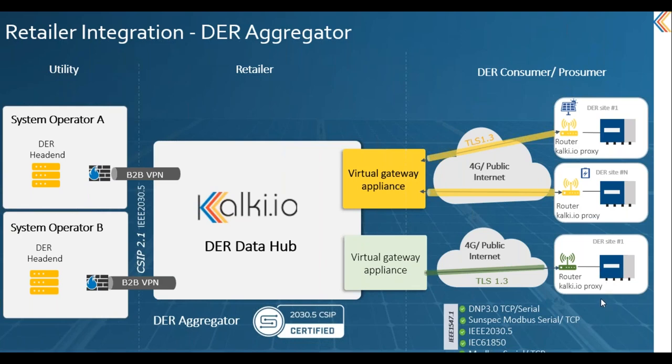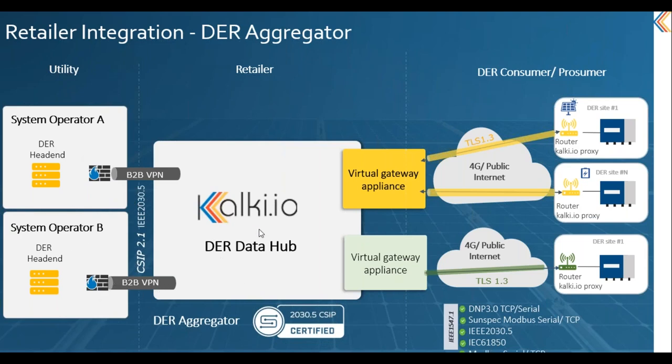Like that, there could be multiple customer services connected with the DR aggregator through its own virtual gateway appliances, which isolates the public communication through the public internet with the DR assets. And from the DR aggregator, data can go to multiple system operators. So the energy supply can be provided by a single utility or could be multiple utilities.